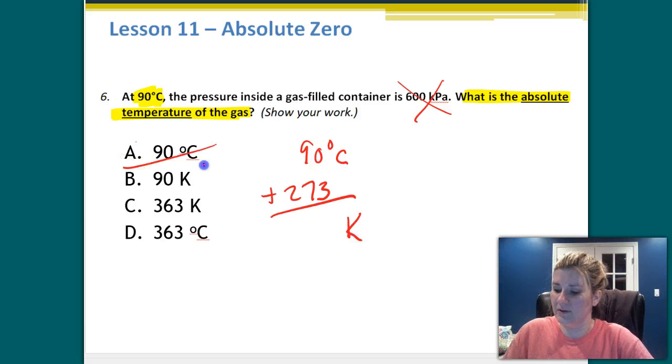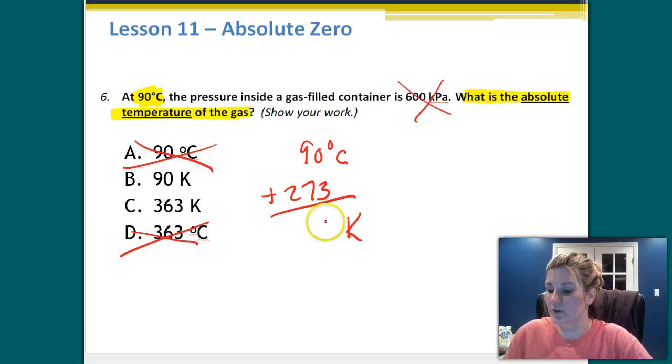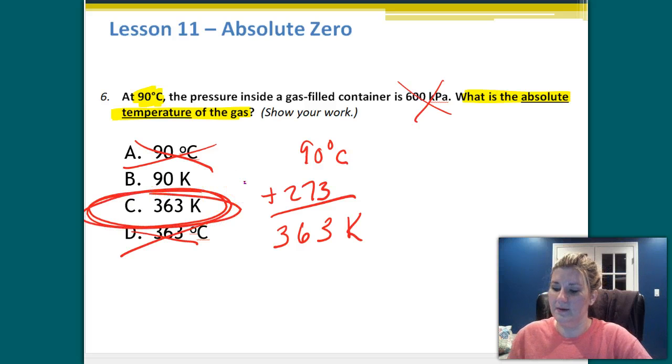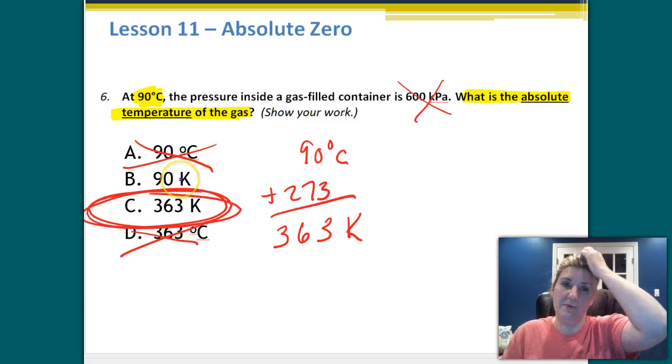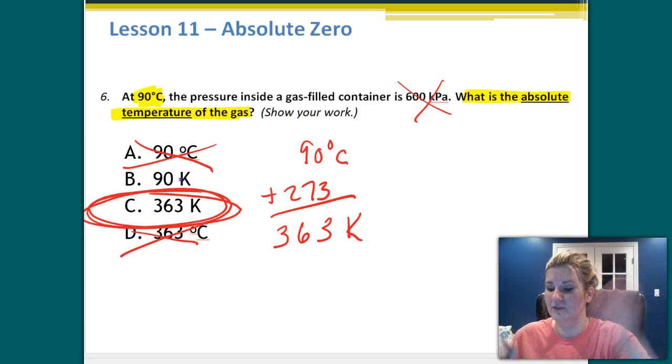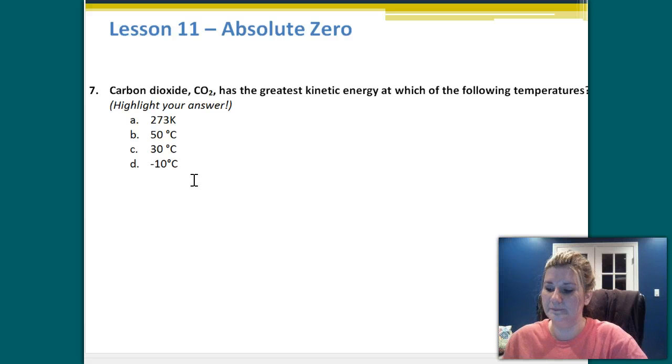And so it's never going to be your degrees C, because degrees C is not a Kelvin temperature, which means it's not an absolute temperature. When you add then, it has to be plus 273. And you can't just convert, like for example, in option B, it says 90K. You can't just take your original temperature and make it a Kelvin. You have to do that addition of 273 to it to make it Kelvin. So 363. And we went through several of these examples, so you should probably feel confident there.